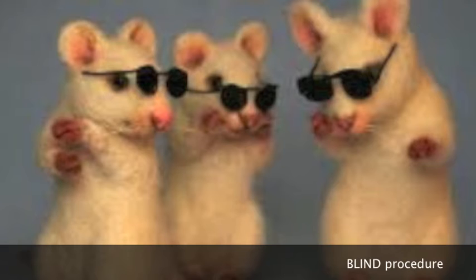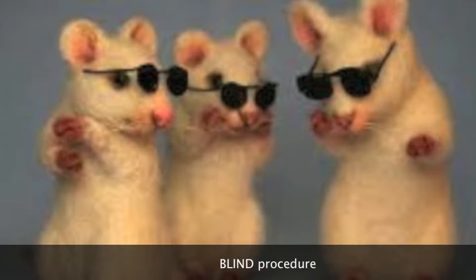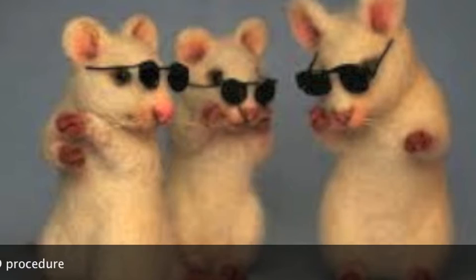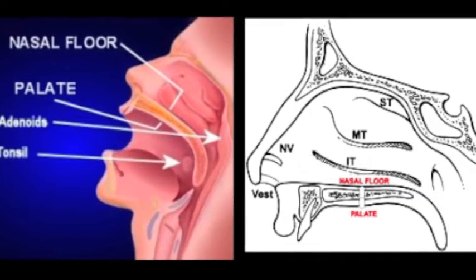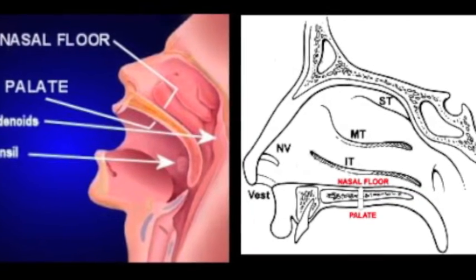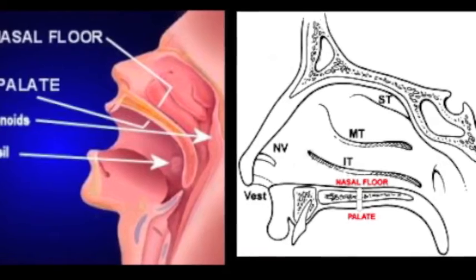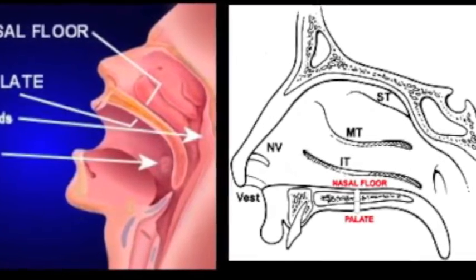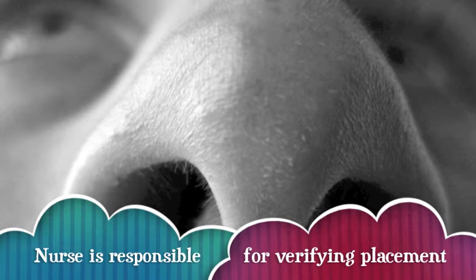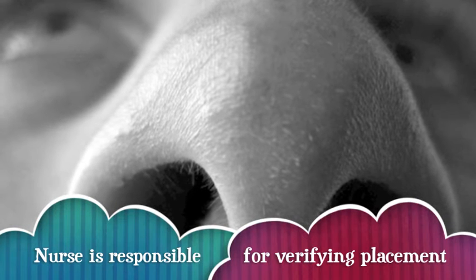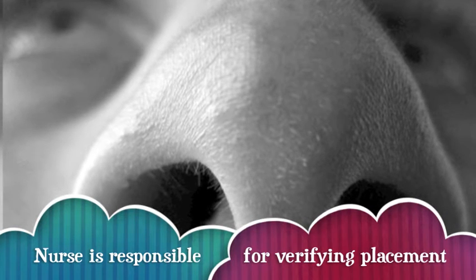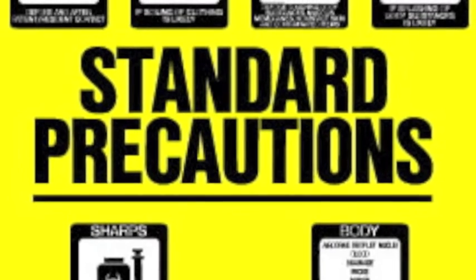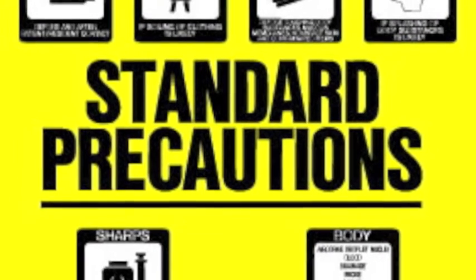Insertion of an NGT is usually a blind procedure, meaning it is inserted without direct observation using clean but not sterile technique. Insertion involves passing the tube through the nose, along the nasal floor, through the pharynx and down the esophagus until the proximal tip of the tube rests in the patient's stomach. The nurse is responsible for verifying the NGT has been placed properly prior to the initial use of the NGT and before each use thereafter. Standard precautions should be observed throughout each of the steps.